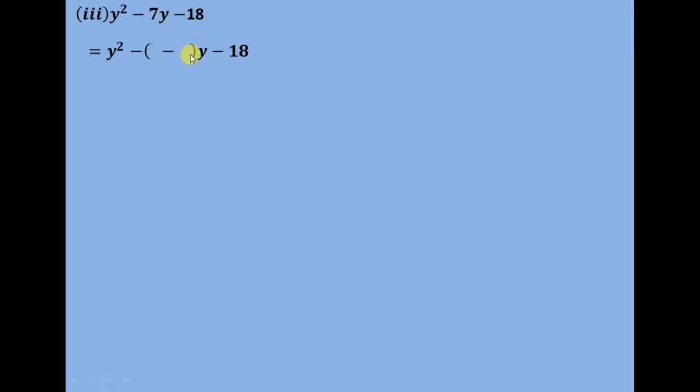Now I need two numbers. When they multiply with each other, the result must be equal to 18, and when they are subtracted from each other, it is equal to 7. The two numbers are 9 and 2, because 9 into 2 is 18, and 9 minus 2 is 7. So the numbers are 9 and 2. Let's simplify it. y square minus 9 into y is 9y, minus into minus is plus, 2 into y is 2y, minus 18.